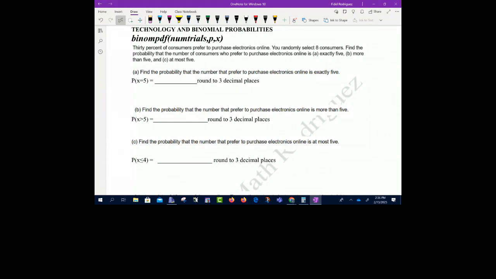Okay, so let's do it like this, y'all. Let's figure out our value for N. How many people did we survey here? 8. So there's my N. Let's find our P. How many people wanted to get their electronics online? 30%, right? How do we write 30% as a decimal? Anybody remember? 0.3, right? Good. Now, we don't actually have to do the Q part here. The only thing we need to figure out is our value for X. In this case, it says exactly 5. We're going to say X equals 5.